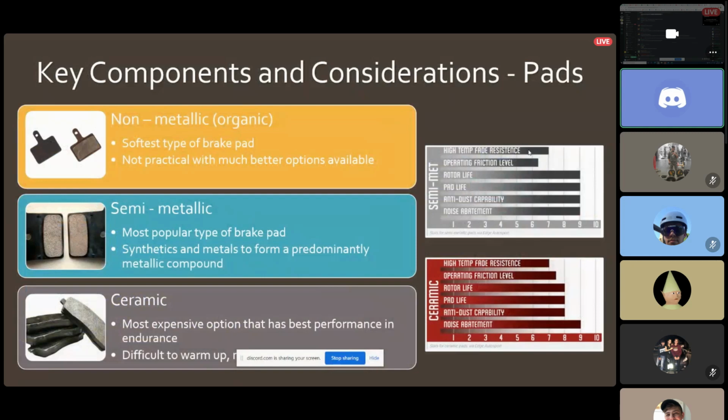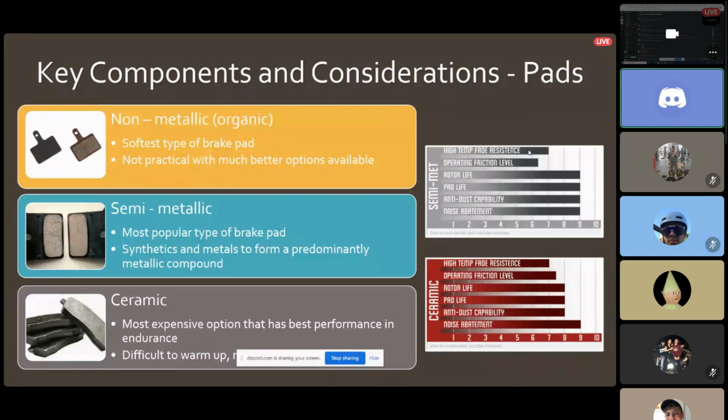So moving into semi-metallic, and this is the type of pad we use for our car. So it's the most popular type of brake pad, constructed with a combination of both synthetics and metals to form a predominantly metallic hybrid compound.